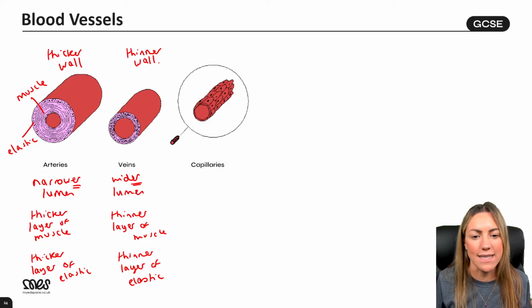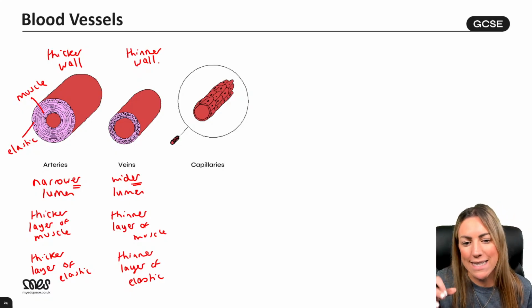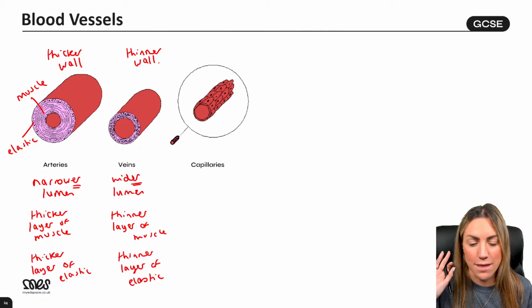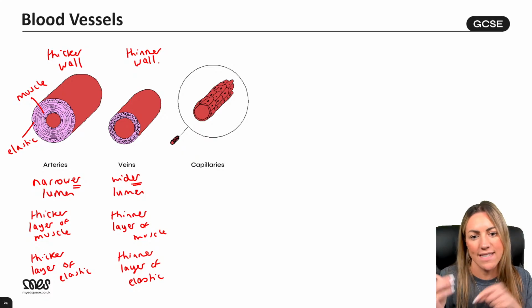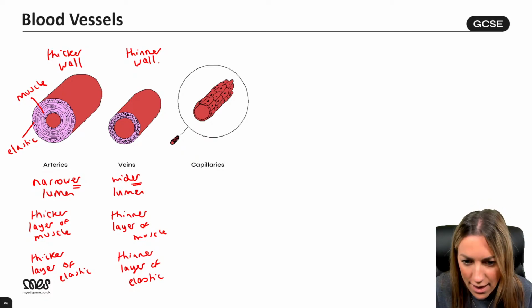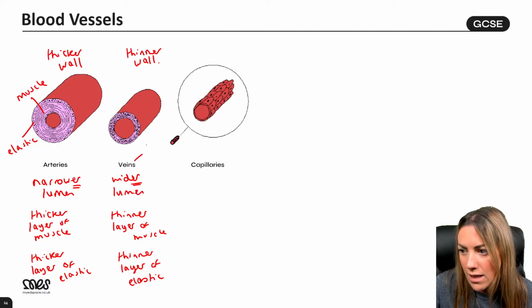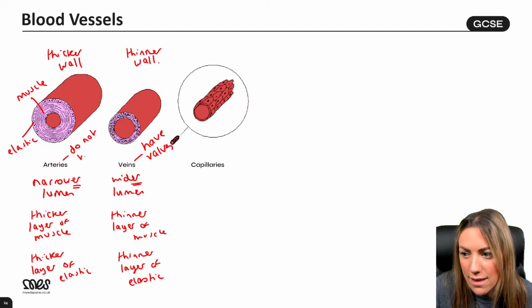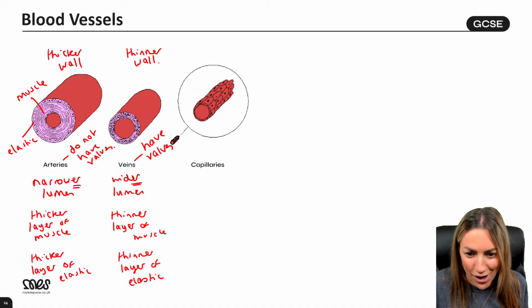Yeah, muscle fibers, elastic fibers, or muscle tissue, elastic tissue. So you can split it into 2 marking points and say that the arteries have a thicker layer of muscle and a thicker layer of elastic. Veins have a thinner layer of muscle and a thinner layer of elastic. Can you mention valves? For sure you can, but make it comparative. So veins have valves. Arteries do not have valves. Don't just say veins have valves full stop, because what's the difference? You have to say arteries do not have valves.